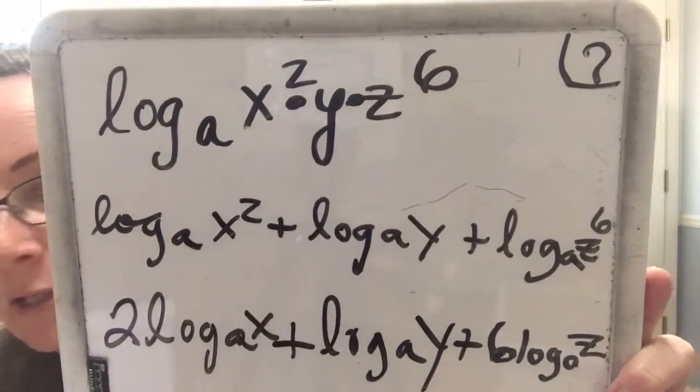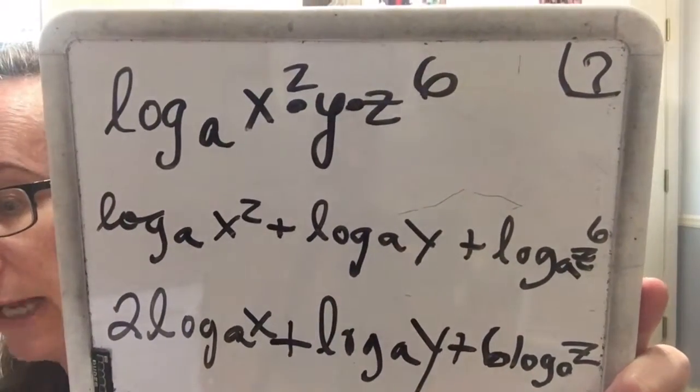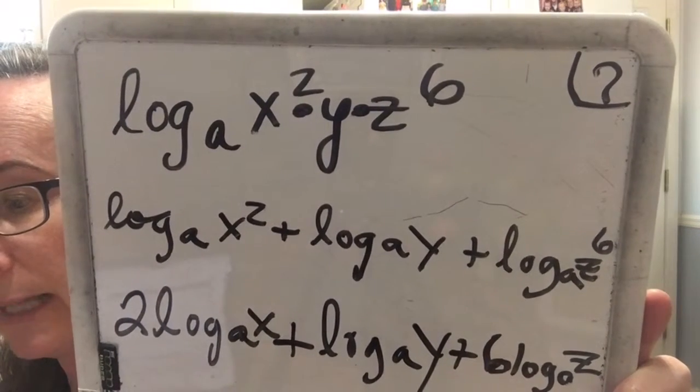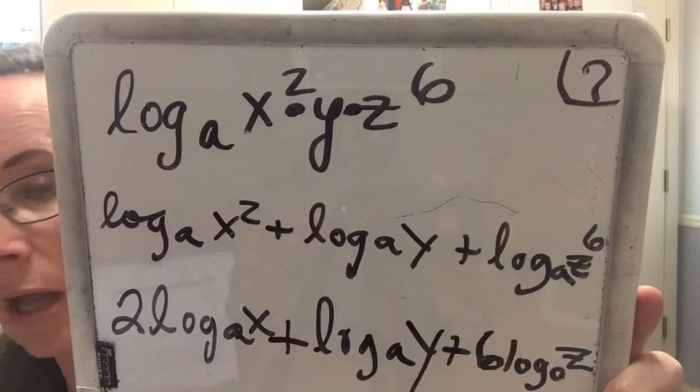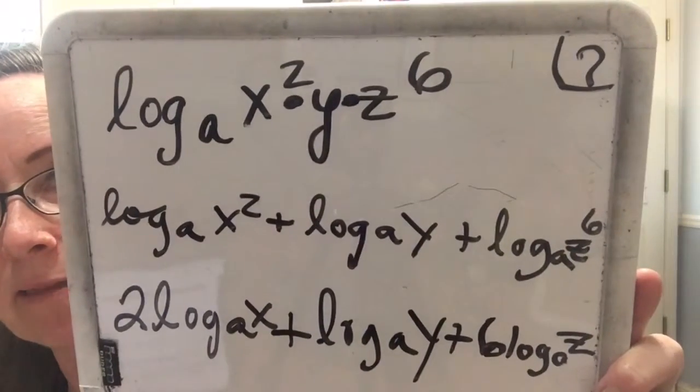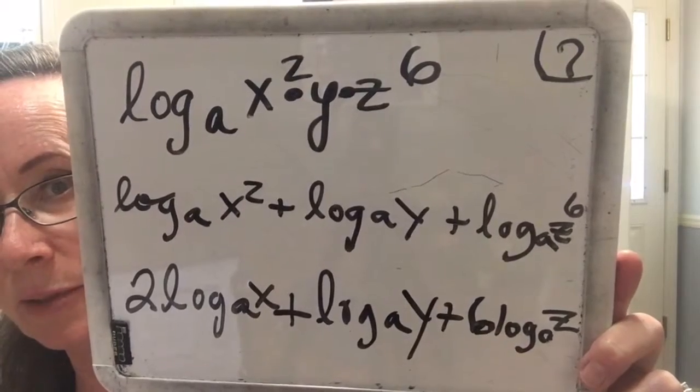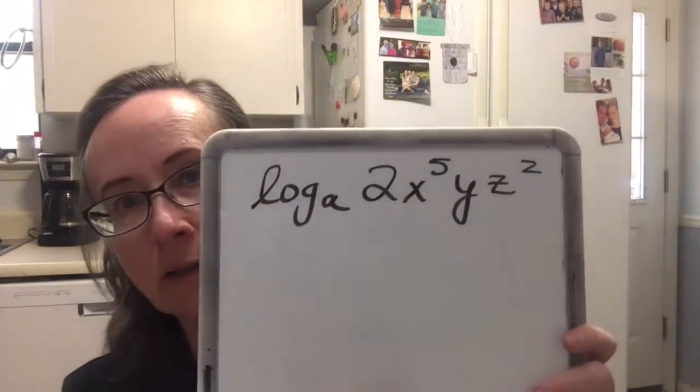And I'm going to read it from the screen just to make sure I didn't make any mistakes. Twice log base a of x plus log base a of y plus 6 times log base a of z. And I think that is what I have up there. That is the answer to number 7. Yep, that's what I had. So now we're going to move on to number 8 here.